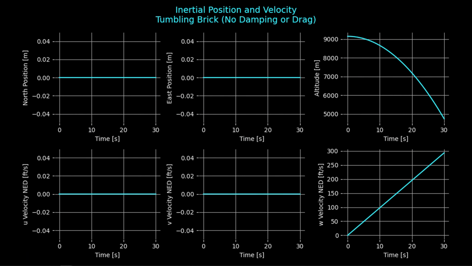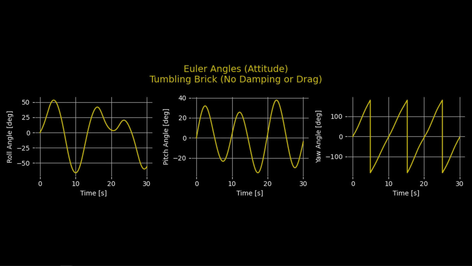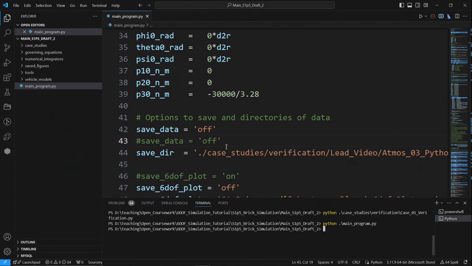As with the previous sphere, no forces act on the brick to move it laterally, so the tumbling brick falls vertically, constantly accelerating under gravity. And since it's tumbling, the Euler kinematics are active. Note, there's nothing to arrest this tumbling. We observe this from the oscillation in the Euler angles. Let's compare our results.